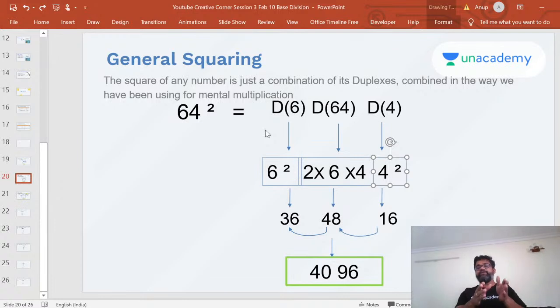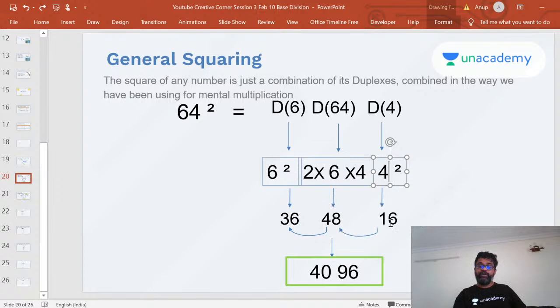You can do 2 into 6, 12, 12 into 4. Instead of that, it is easy just to multiply it and then double it. Don't do 2 into 6, 12, 12 into 4, trying to find 48. It's easier to double it. So forget about the doubling first, multiply the number, then double it. So here you get 36, this becomes 48, and this becomes 16.